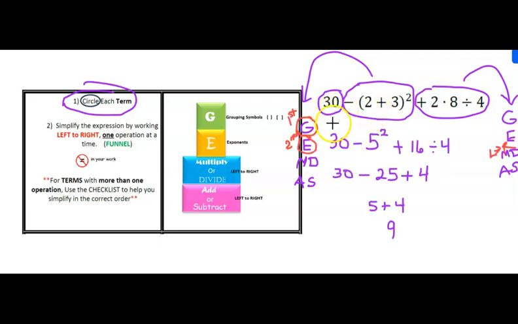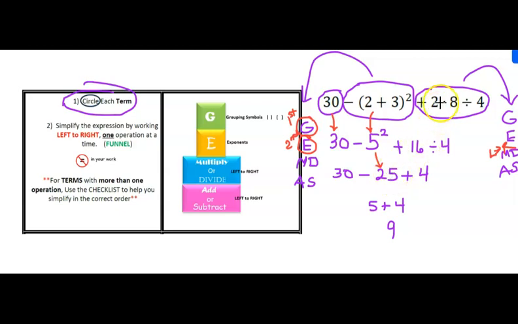Okay, so the 30 was just a number, so there was nothing to clean up there, but we couldn't just start subtracting because we had to figure this one out. So we did 2 plus 3 is 5. We brought the square down, and we did 5 squared is 25. So it's 30, take away 25.